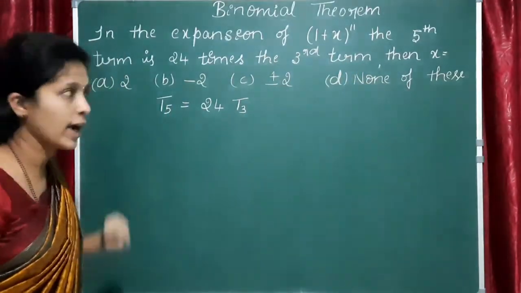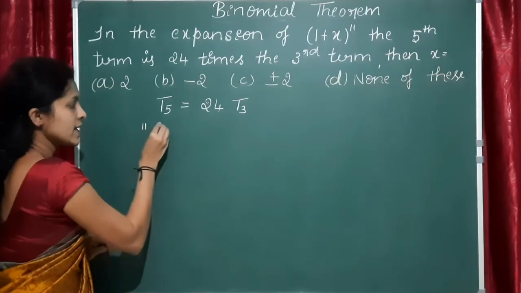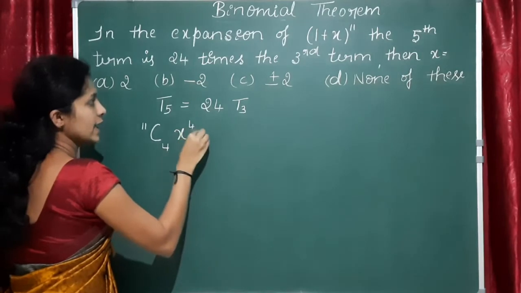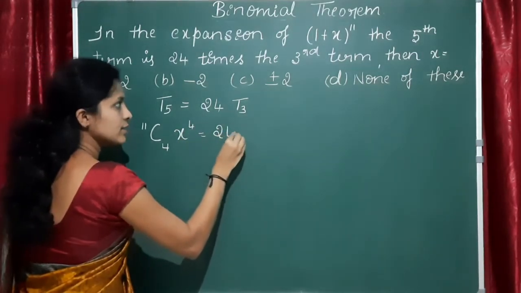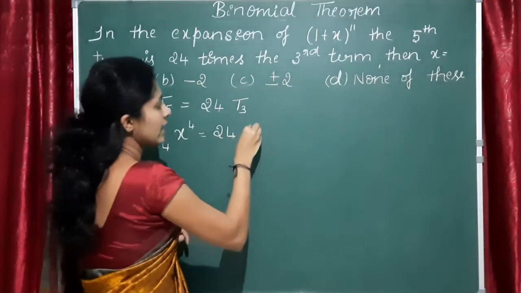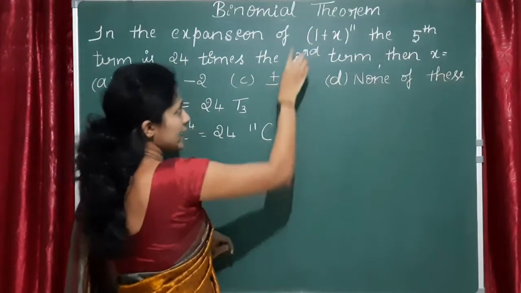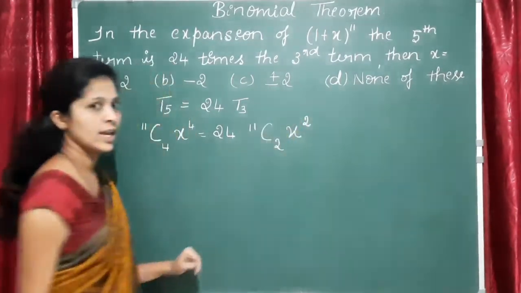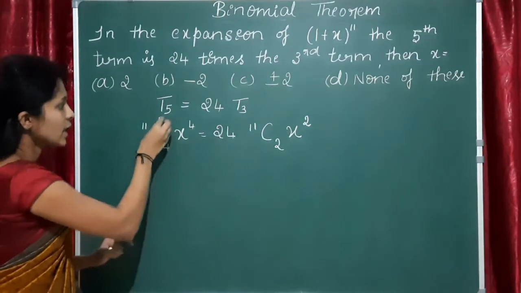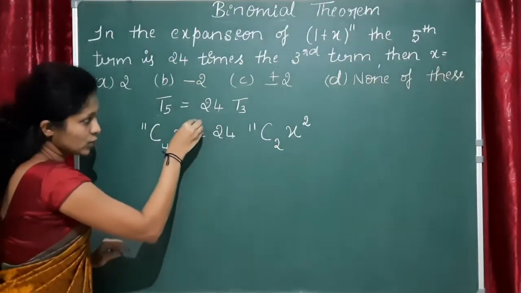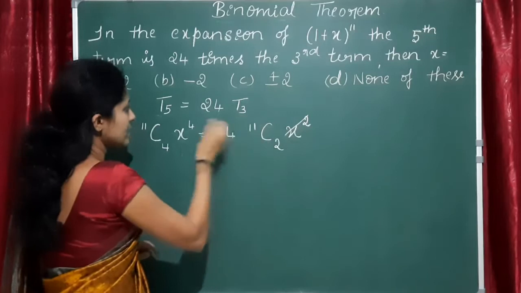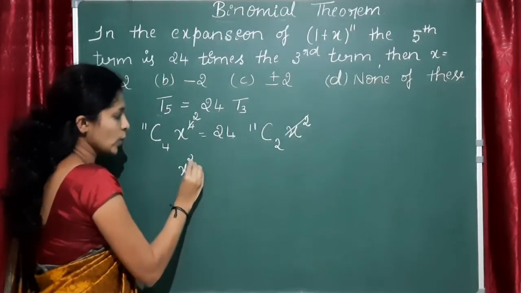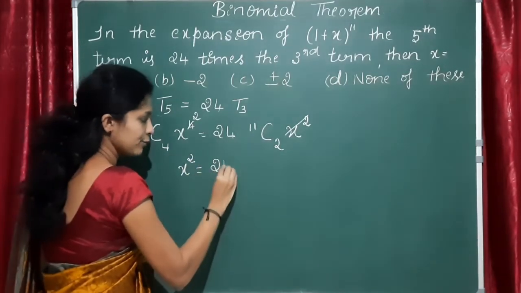So now T5 will be, the value of n is 11, 11C4, right? x to the power 4 is equal to 24 times T3. n is 11, 11C2, x to the power 2. So this is given. Now by using this, you have to simplify. You can find the value here. x to the power 4 is there, x square is there, so this and this will get cancelled. Remaining with x square. So now the value of x square is equal to 24, right?